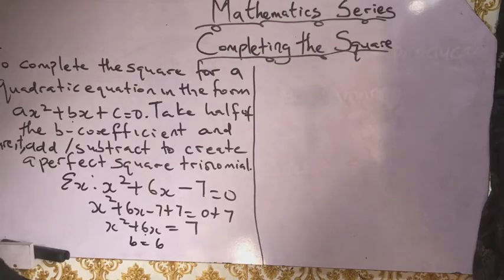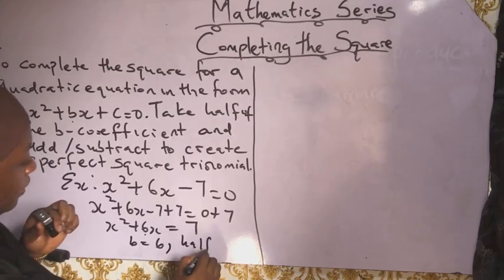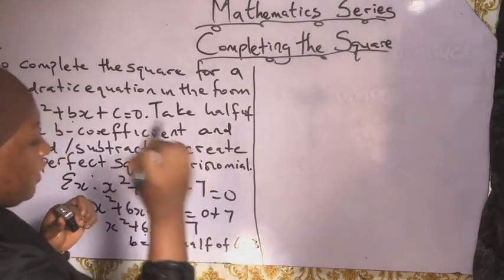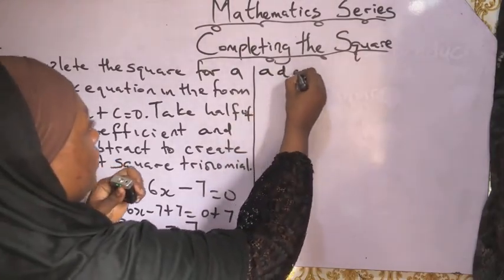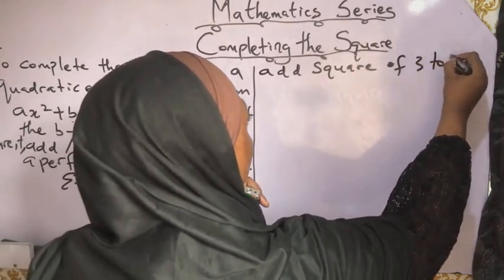Okay, the next step is half of 6. So what is half of 6? Half of 6 is equal to 3. So half of 6 is equal to 3. Now the next step is to add the square of 3 to both sides.